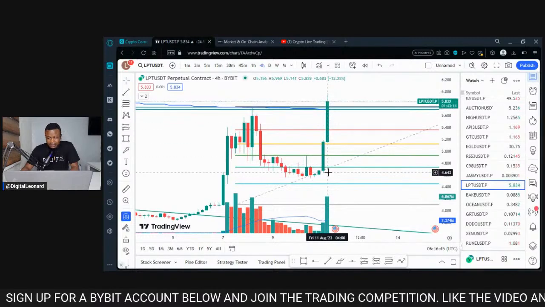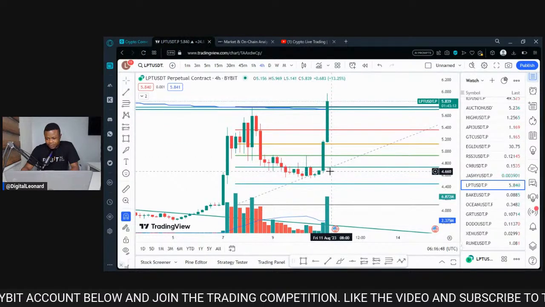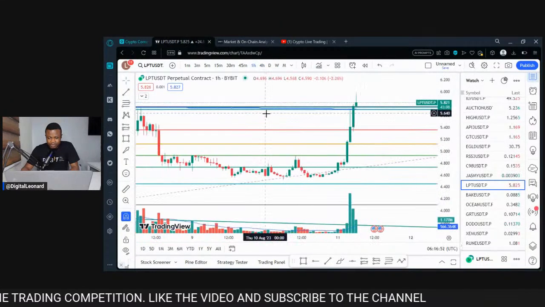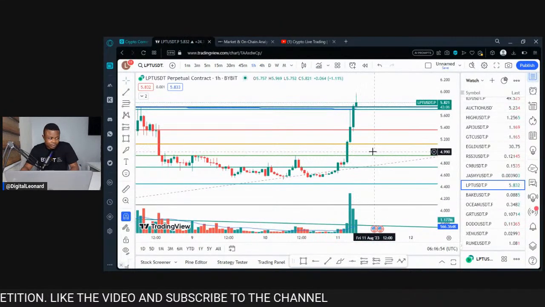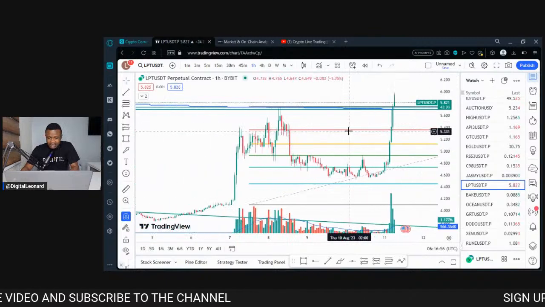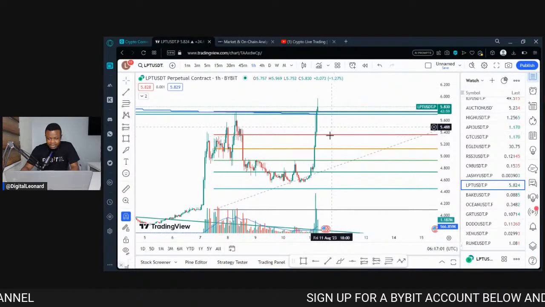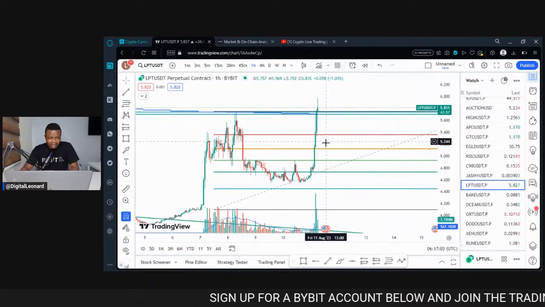It's not support yet because the candle has not closed yet. This particular 4-hour candle I'm looking at will close in the next 1 hour 40 minutes. But what is going on, guys, is a short for me. So you can enter with a market order right now, short this with a market order, and let's see how that goes.